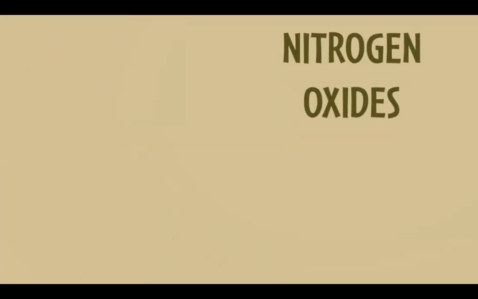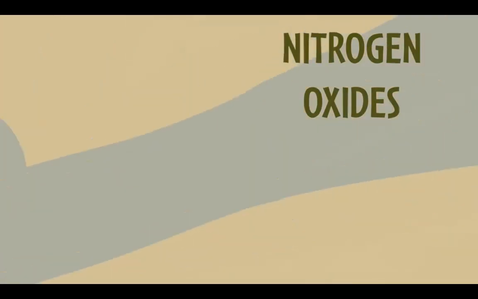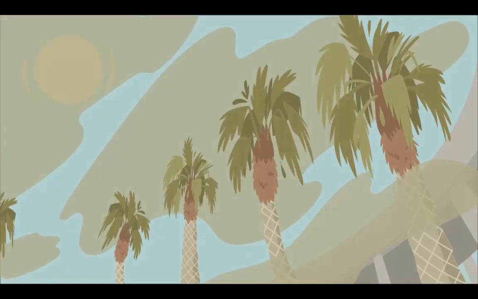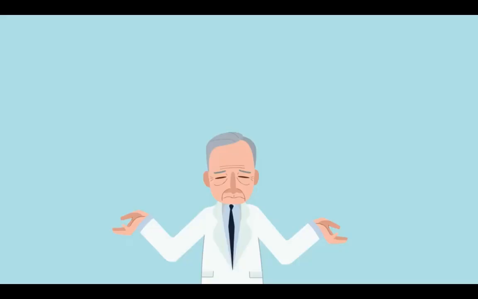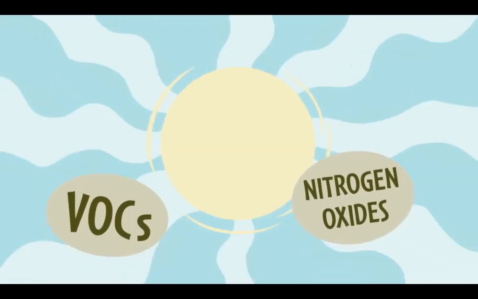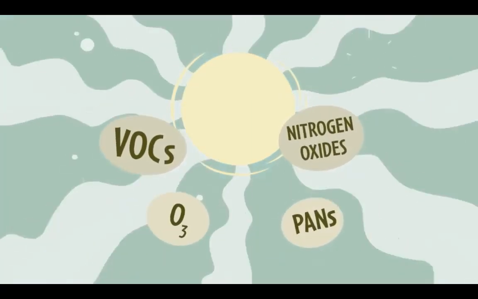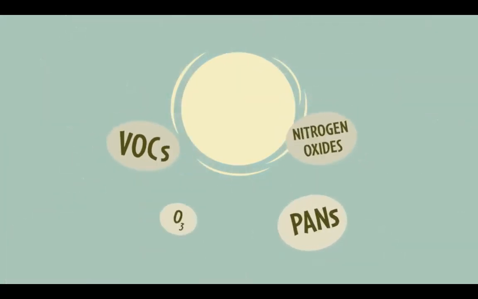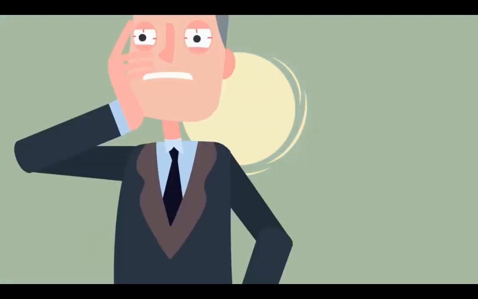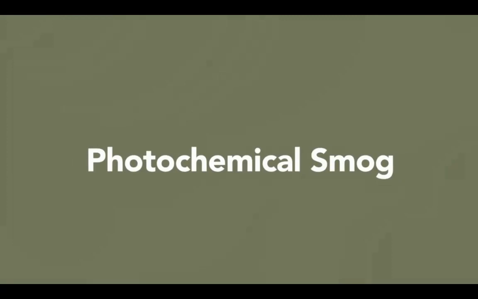Meanwhile, the incomplete combustion of gas in motor vehicles releases nitrogen oxide. That's what gives this type of smog its yellowish color. VOCs and nitrogen oxide react with sunlight to produce secondary pollutants called PANs and tropospheric, or ground-level, ozone. PANs and ozone cause eye irritation and damage lung tissue. Both are key ingredients in photochemical smog, which is what had been plaguing LA.